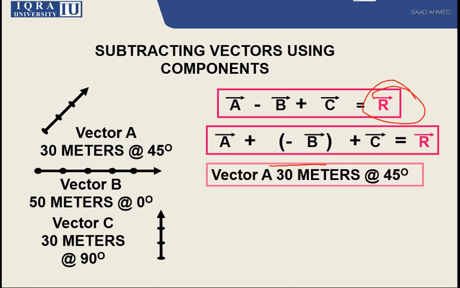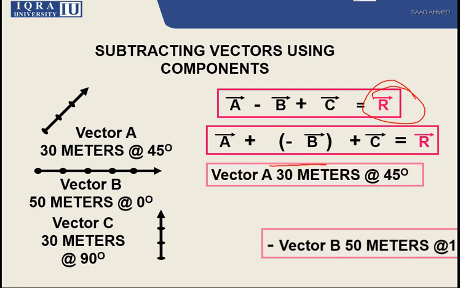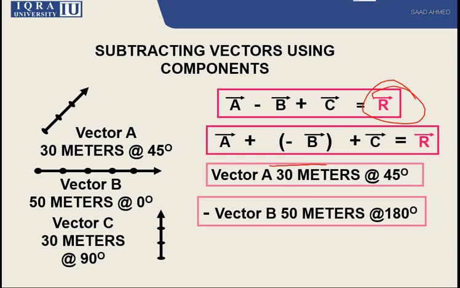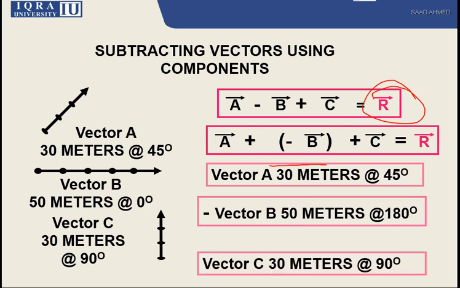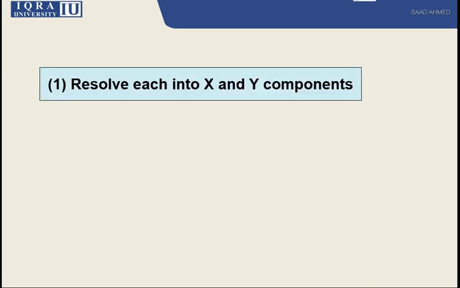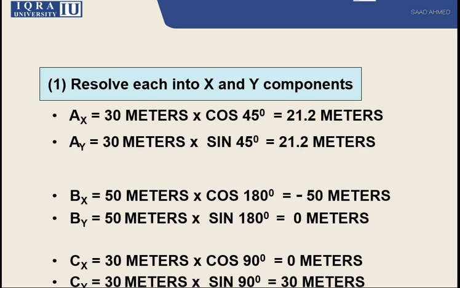Vector A is 30 meters at 45 degrees, vector B which is minus 50 meters at 180 degrees, and vector C is 30 meters at 90 degrees. Resolve, again the same steps we are going to follow. Resolve each into x and y components, and we get this, which you remember we have seen before. Ax, Ay, Bx, By, and Cx, Cy.